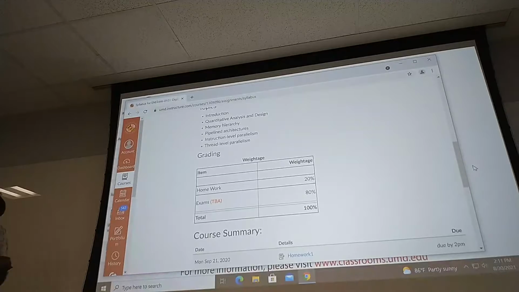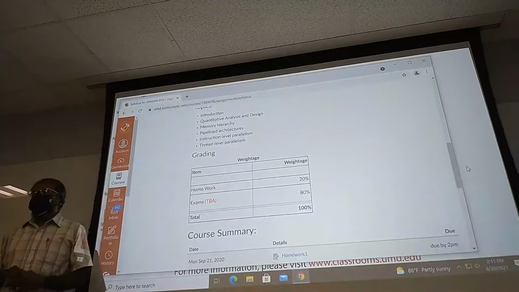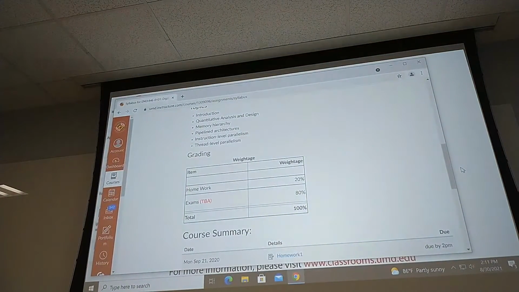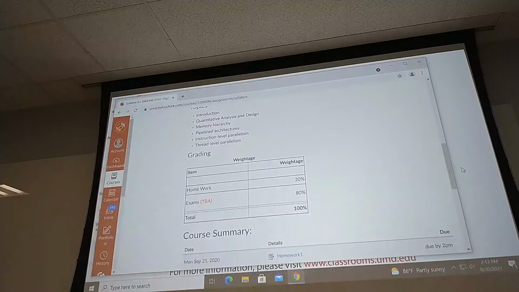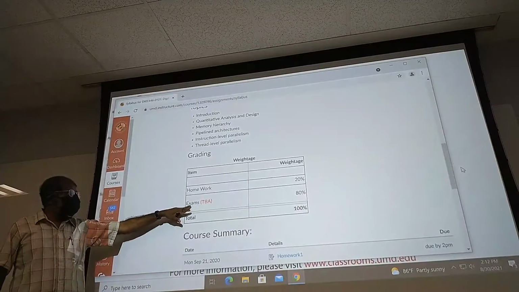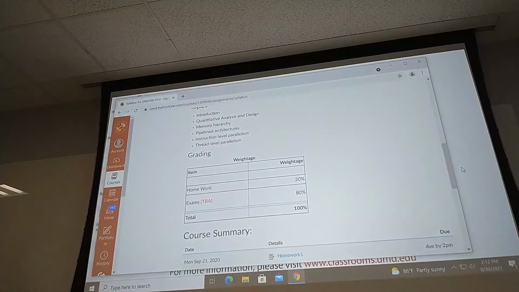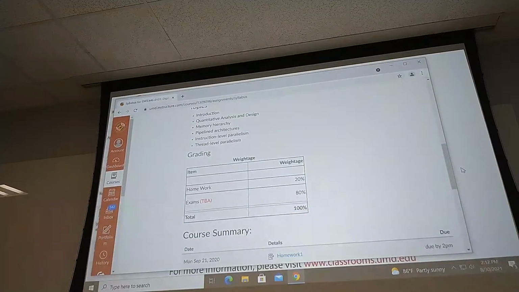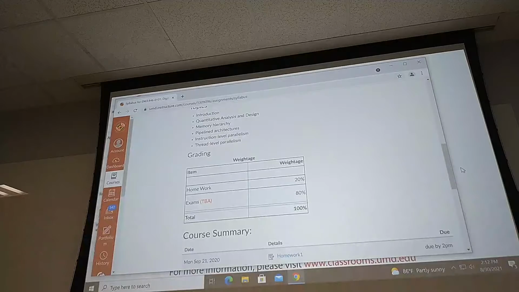So I'm planning to distribute the course grade with this breakup, homework 20%, exams. I'm planning on having 2 exams, non-cumulative. So approximately half of the portions would be in the first exam and the other half would be in the second exam. Then I guess that's it.